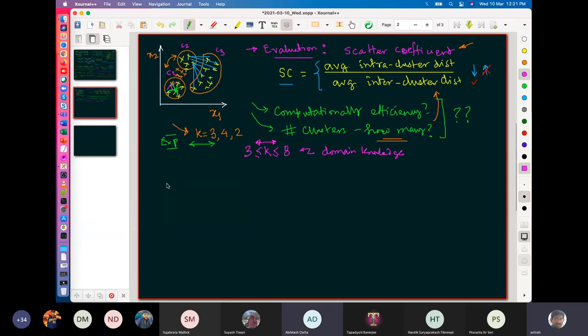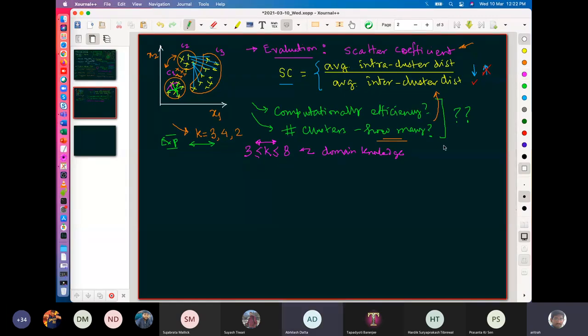But still, how will the scatter coefficient help? I mean, the less is better. Yeah, but if we increase the number of clusters from 3 to 8, the scatter coefficient would definitely decrease. Why? Because it also depends on the inter-cluster distances as well as the intra-cluster distances.